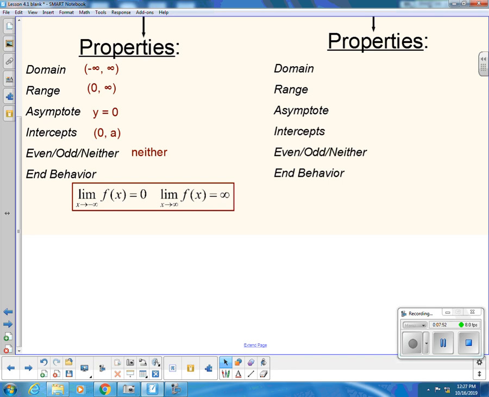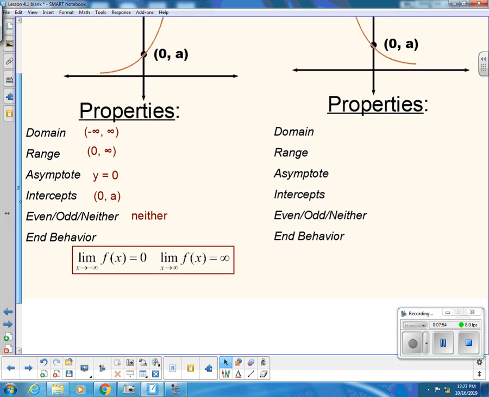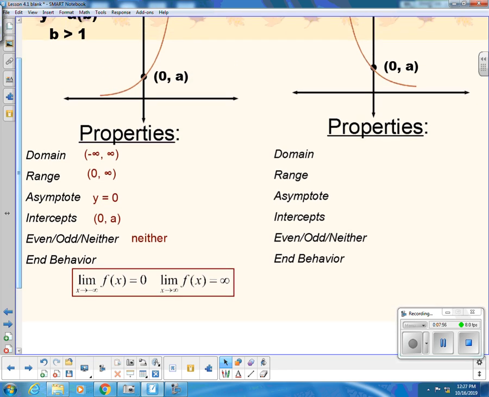The decay properties: does the domain change? Does the range change? Does the asymptote change? Intercept didn't change. So all these things are the same. End behavior, though, changed. It flipped.